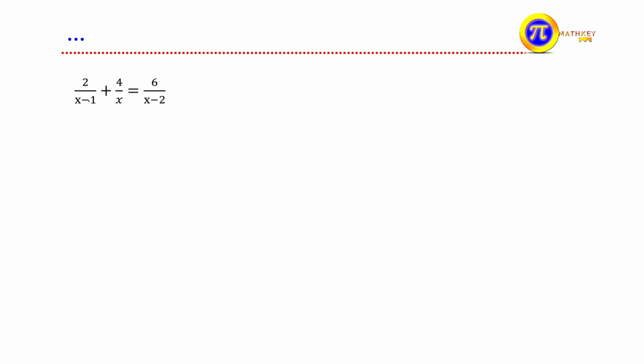It says that 2 over x minus 1 plus 4 over x is equal to 6 over x minus 2. In this case, you have to take the domain. How can you find the domain of this? The domain is all real numbers except the zeros of the denominator. The zero of x minus 1 is 1. The zero of x is 0. The zero of x minus 2 is 2, yes? So we express it in the form 0, 1, 2. So the solution can be all real numbers except 0, 1, and 2.